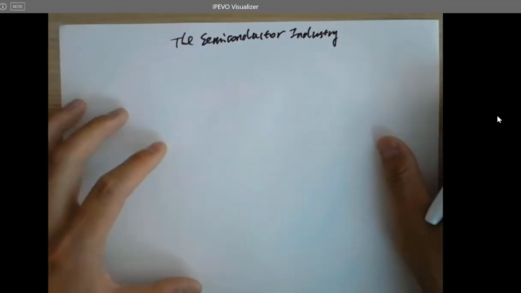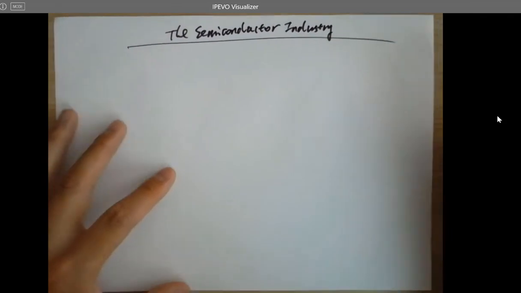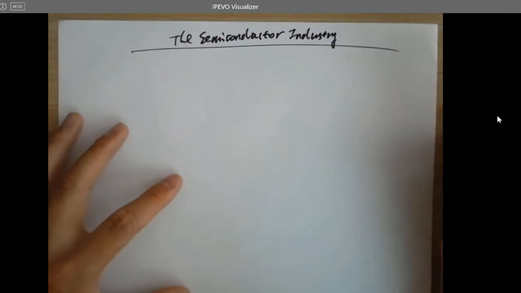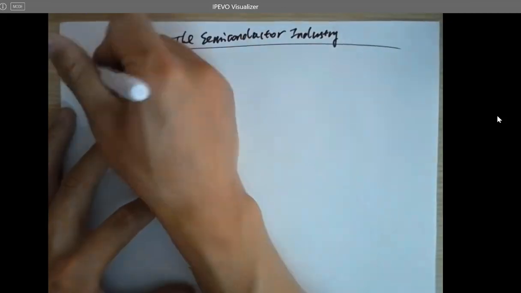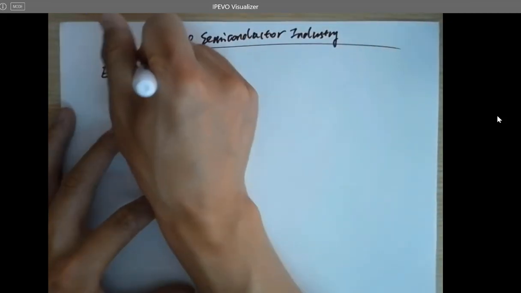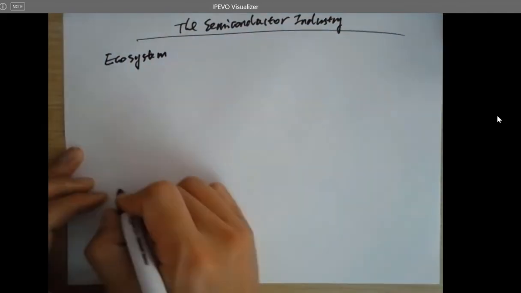So all the different sectors in the semiconductor industry, some of them you have heard about, some of them you haven't heard about in the past, but they have different roles. It's an ecosystem. So we're going to start with the semiconductor foundry.